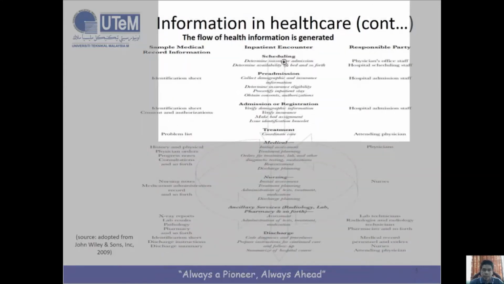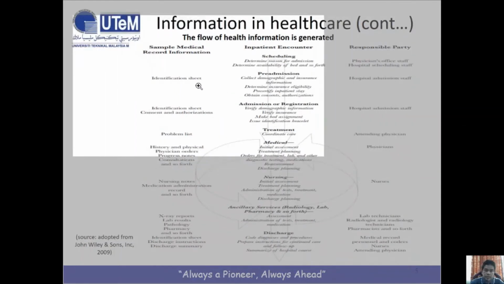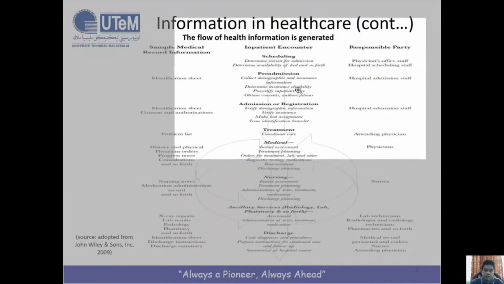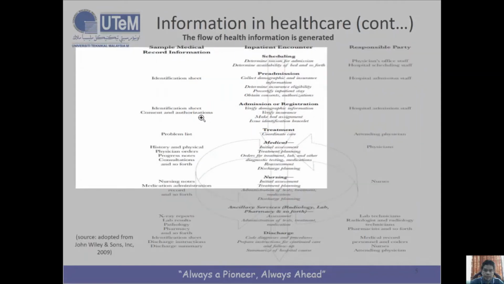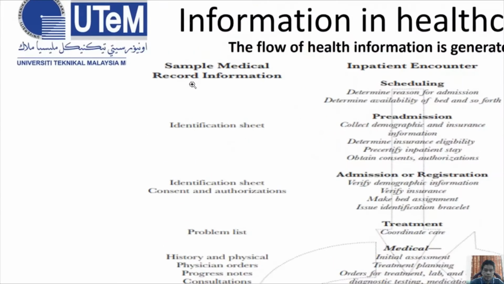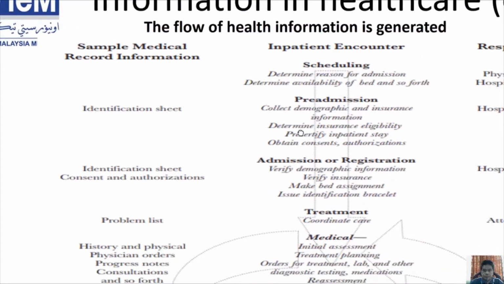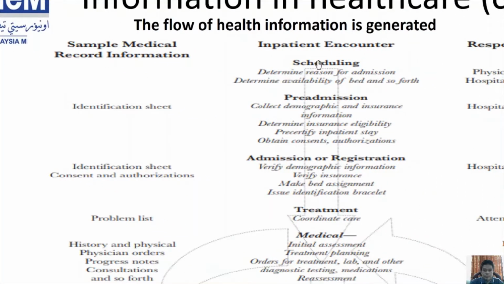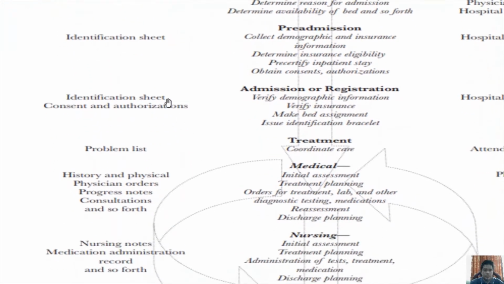So every single encounter you will see, this information is gathered from this process. Okay, so first you will see this one. When you come to the clinic, you do a pre-admission, so an identification sheet will be given to you to fill in the form, etc. So identification sheet, consent, authorization. This is all information gathered, started being collected from the patient.